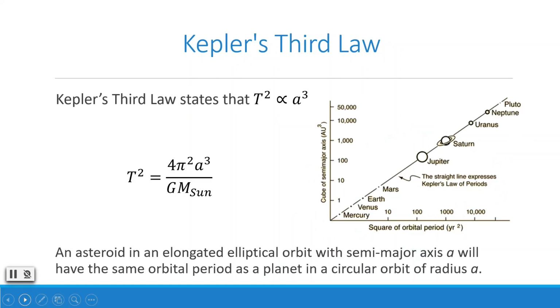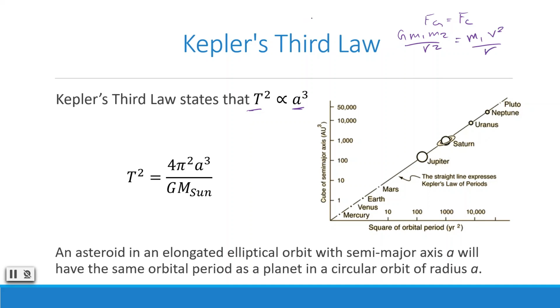Then Kepler's third law tells us that our period squared is proportional to a cubed. And a, once again, is the semi-major axis. And period is the time it takes to go through a full orbit. Now, you can do this derivation of Kepler's third law assuming a circular orbit. So basically, you assume that your gravitational force is your centripetal force. So you get G m1 m2 over r squared is equal to m1 v squared over r.